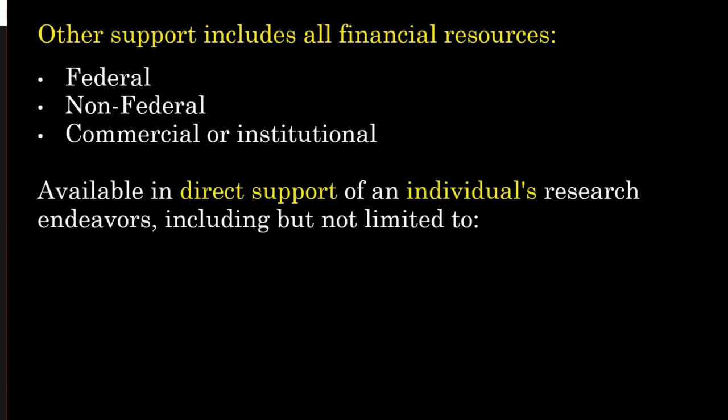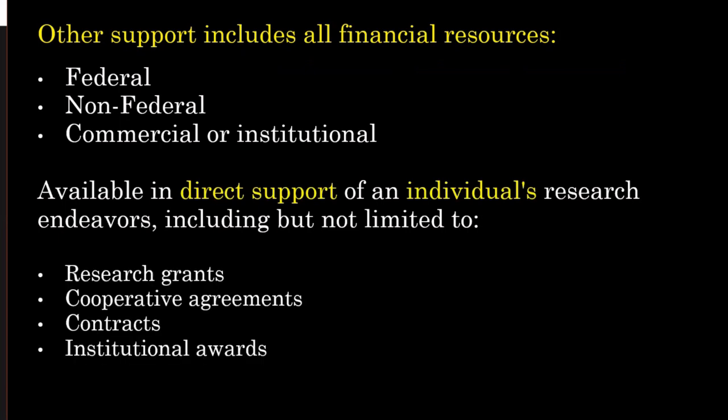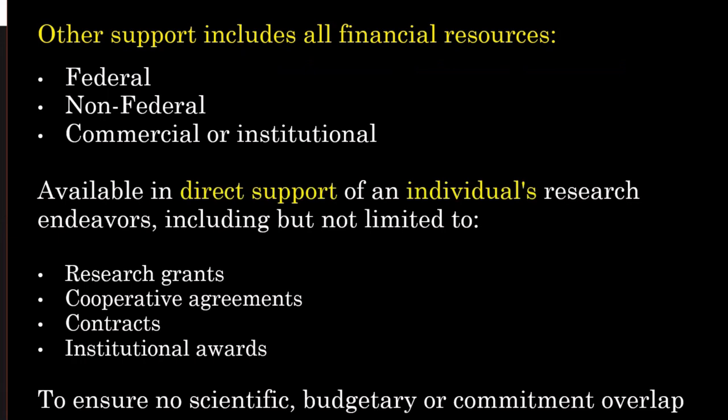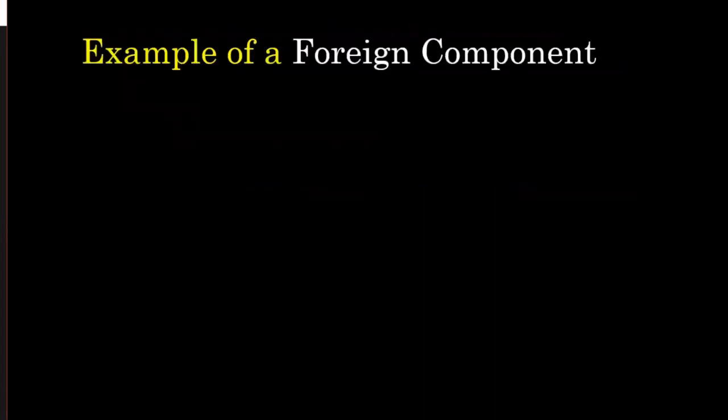It includes all financial resources, federal, non-federal, commercial, and institutional, if these have a foreign component in them, foreign money or collaboration. Available in direct support of an individual's research endeavors, including but not limited to research grants, cooperative agreements, contracts, institutional awards, and like I said, service agreements. If they are from a foreign entity, then they have to be disclosed as other support.